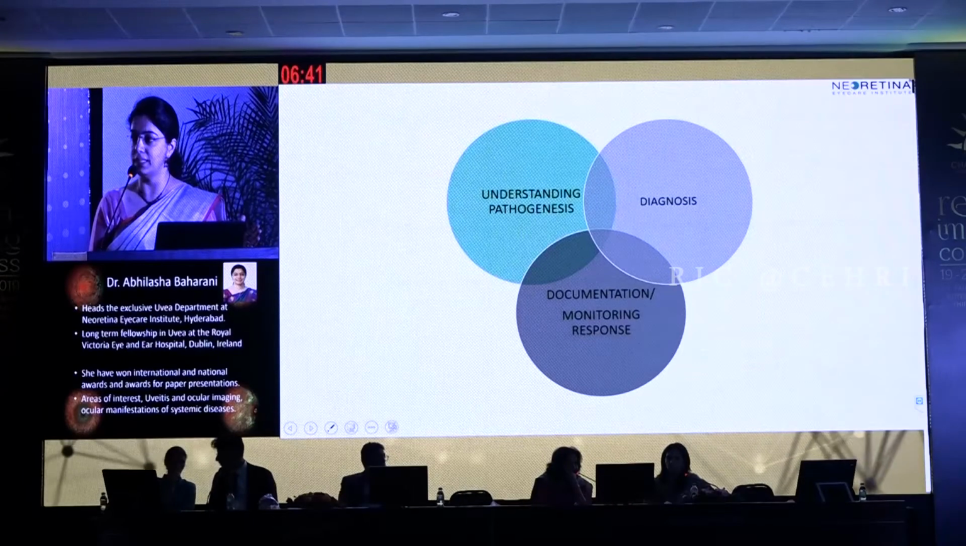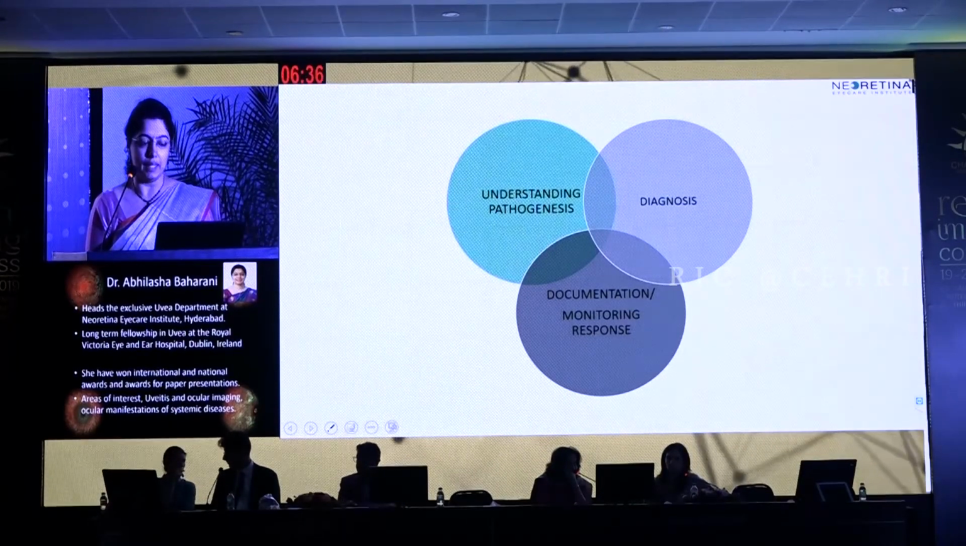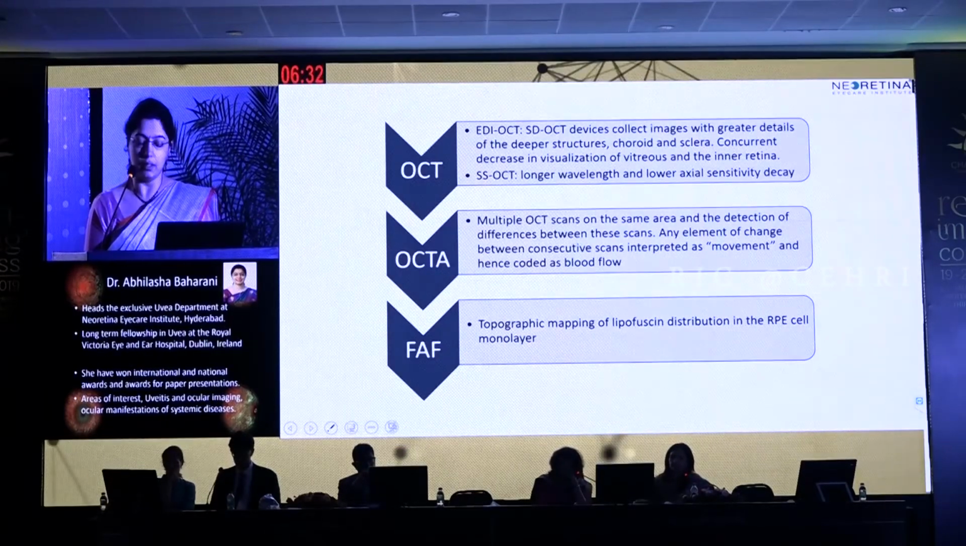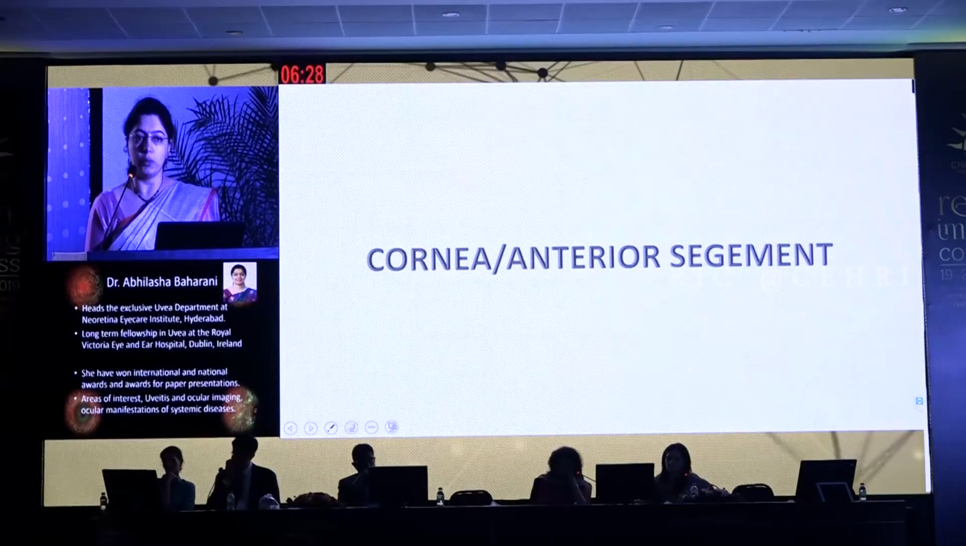Now, the problem with imaging in uveitis is that one disease can affect many parts of the eye, and we do not have multicentral studies like how you have in diabetic eye disease. So we have a few case reports and small case series to define the characteristic features. So in this talk, I'll be only talking about OCT, OCT angiography, and fundus autofluorescence. So we'll go from cornea to choroid.